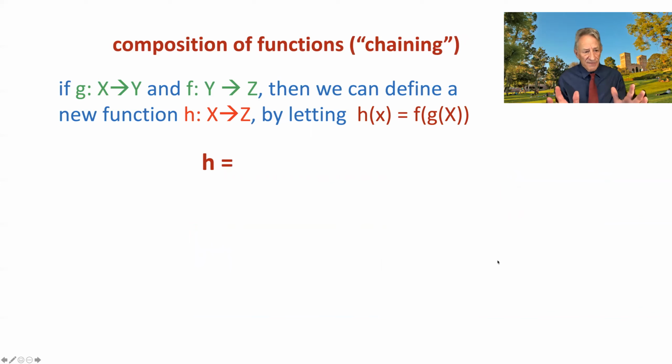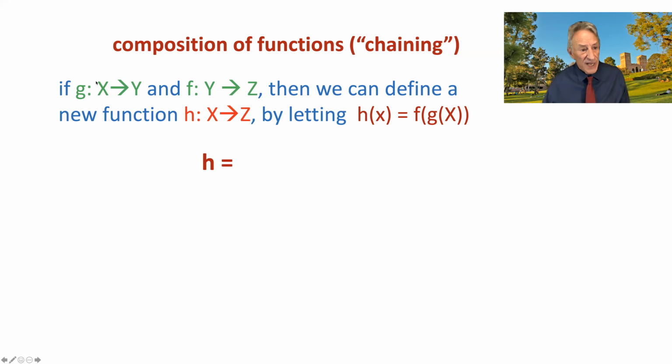Suppose we have two functions, function g and a function f. G has as its domain the set x and has as its codomain the set y. F has as its domain the set y and as its codomain the set z. When you have this, you can then define a new function h.